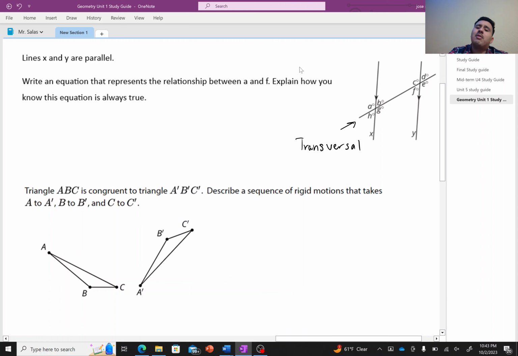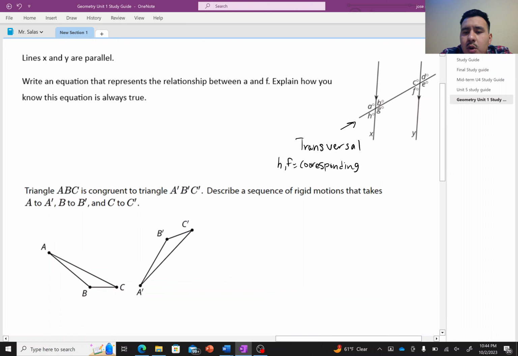So we have to identify a few things we know in order to create an equation that will represent this problem. The first thing we need to know is that angles H and F, so I'm going to write that down right here, H and F, they are corresponding angles. They're on the same side. Corresponding.